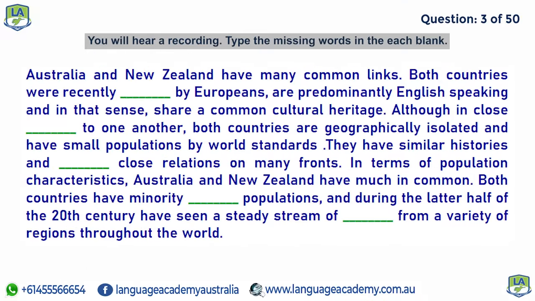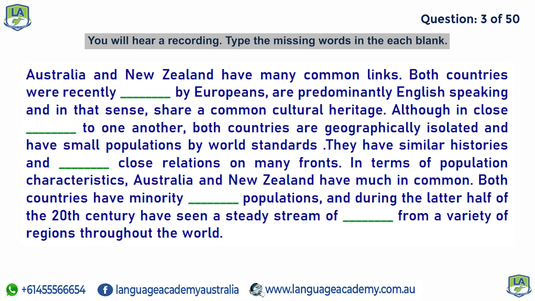Australia and New Zealand have many common links. Both countries were recently settled by Europeans, are predominantly English-speaking and in that sense, share a common cultural heritage. Although in close proximity to one another, both countries are geographically isolated and have small populations by world standards, have similar histories, and enjoy close relations on many fronts.